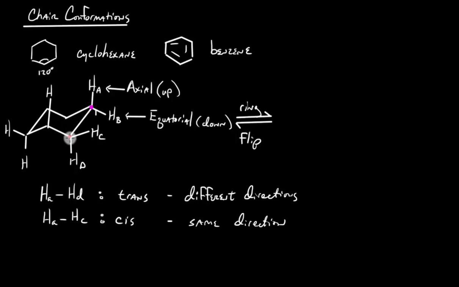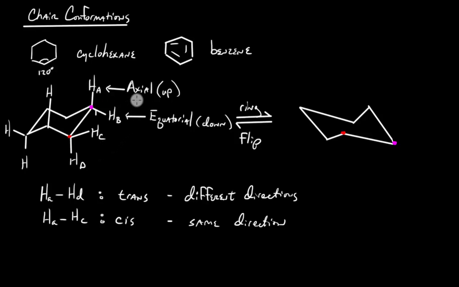After we do the ring flip, this red will be pointing up. Okay, so what we've done is the ring flip. Again, what's happening is this purple goes from pointing up to pointing down. So it was pointing up, now it's pointing down. And the red carbon used to be pointing down, now it's pointing up. And so the question then is, what happens to hydrogen A, B, C, and D?